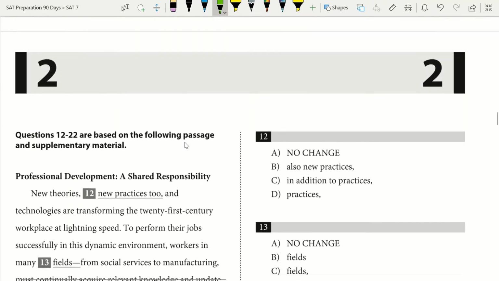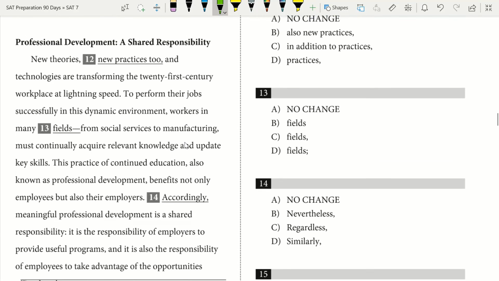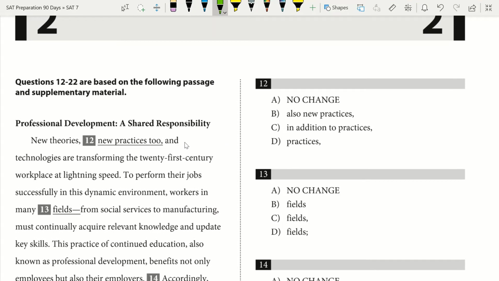All right, now we got questions 12 to 22, professional development, shared responsibility. We have new theories, new practices too. Okay, now right here I can't just say new theories and also new practices, or new theories in addition to practices, because all of those are redundant with the word new. We can't say new practices after saying new theories, or also new practices, or in addition to practices.